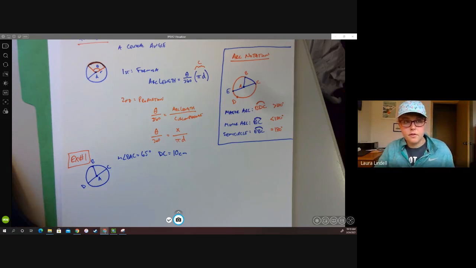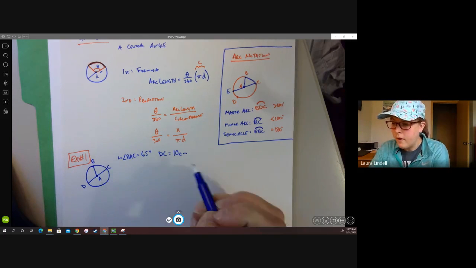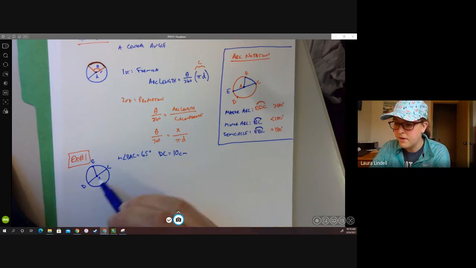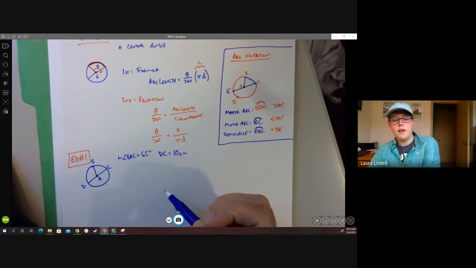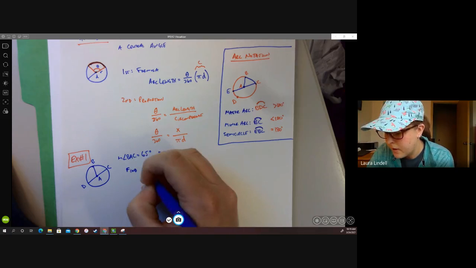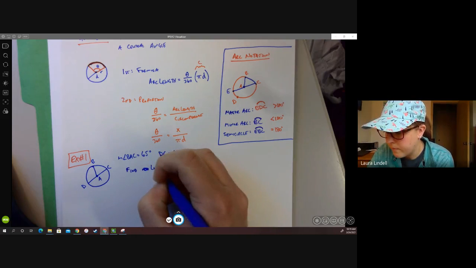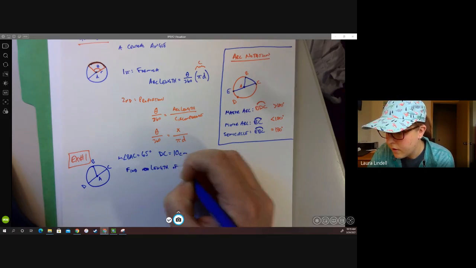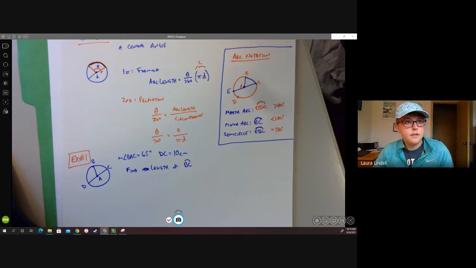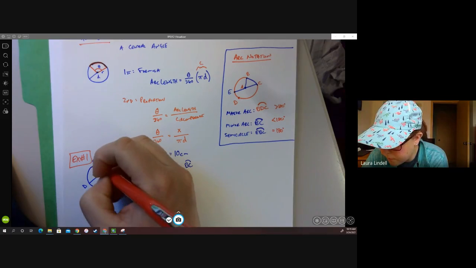Okay. So sorry about that. Got a little bit ahead of myself. Skipped a section of my notes. Okay. So on our first example, if I have this information here, we have the measure of this angle, we have the measure of the diameter here, then I might have instructions like find measure or length of arc BC. So arc BC is the minor arc right here.